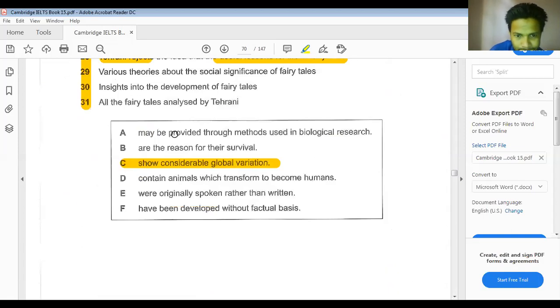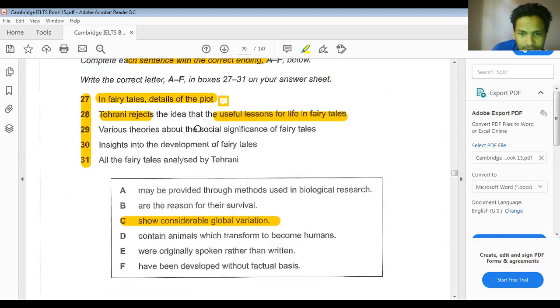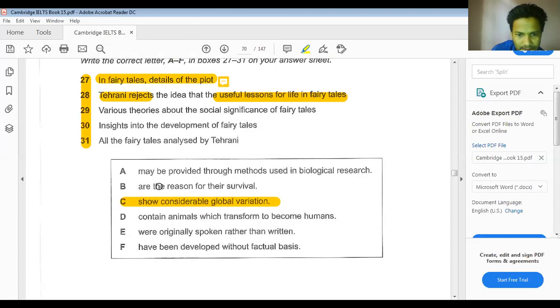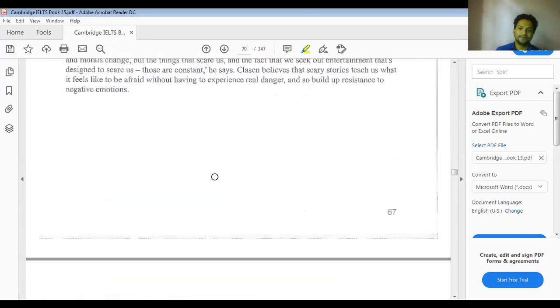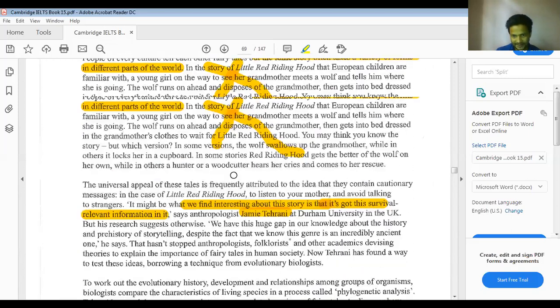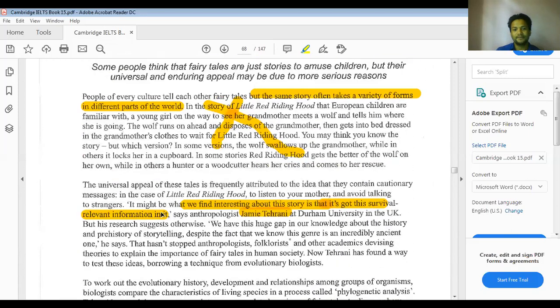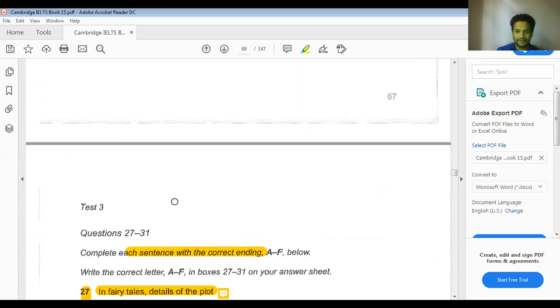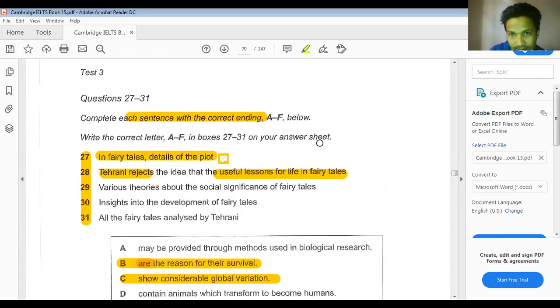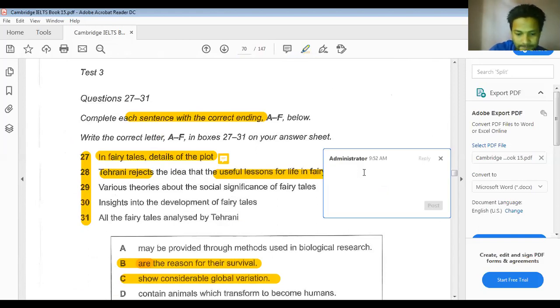Okay, let's see. Tyranny rejects the idea that the useful lessons for life in these fairy tales may be provided through methods used in biological research, which are the reasons for their survival. Yeah, they are the reasons for their survival. Exactly, this is the answer. Why? They have relevant information. It says here, survival relevant information in it. Oh, that's fantastic. That's great. Now let's write the answer for question number 28, B.